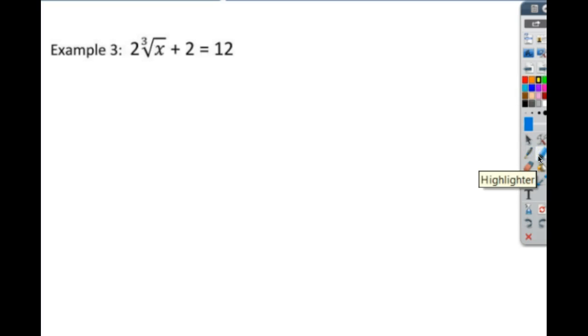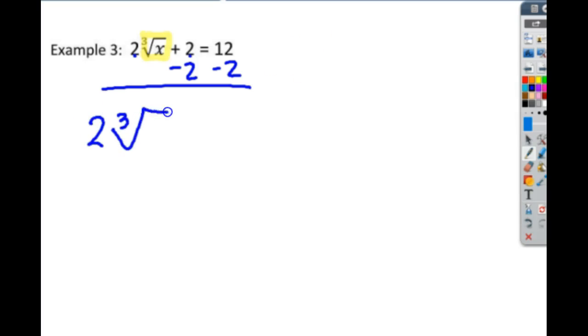The first word in the first step is isolate. This part right here needs to be by itself. So, am I going to get rid of that 2 or this second 2? So what do I do first to isolate it? So this would be 2 equals 10.